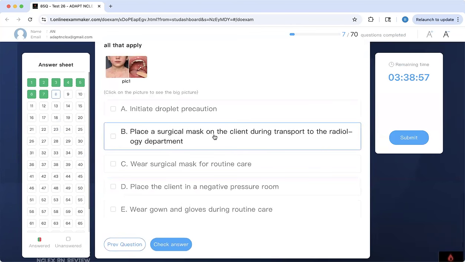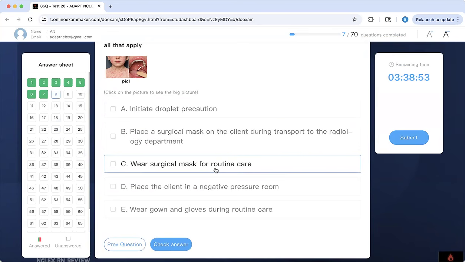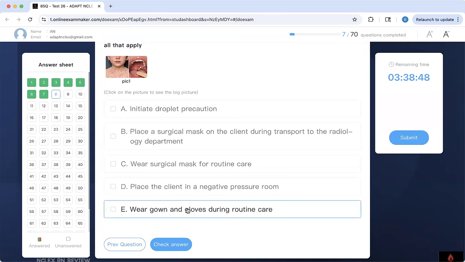Droplet precaution. Place a surgical mask on the client during transport to radiology. Wear a surgical mask for routine care. Place the client in a negative pressure room. Wear a gown and gloves during routine care. It will be difficult to guess, but sometimes you can guess based on the answers. I try to put different answers there. You don't know which one is there, but you can figure it out if you know the answer. If not, look at the rash and pick the rash that you think is going on. You pick your answer.